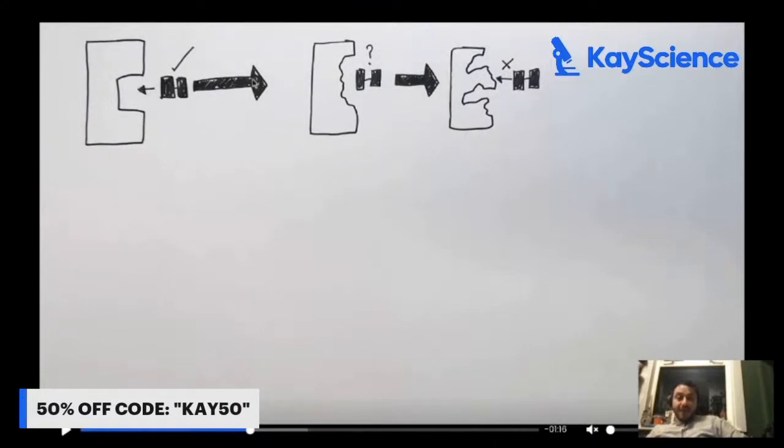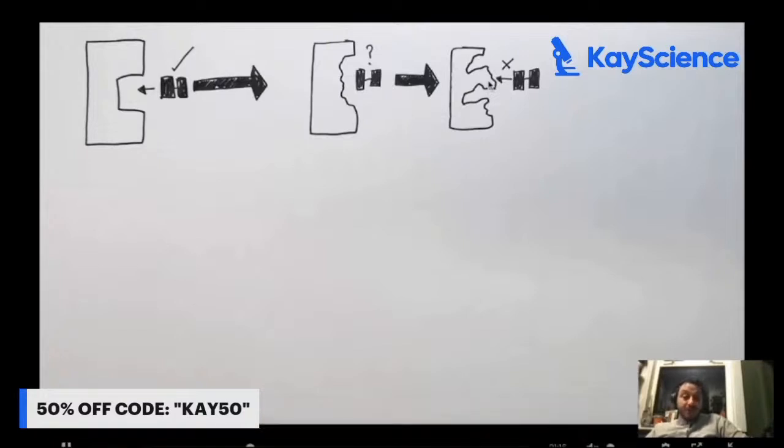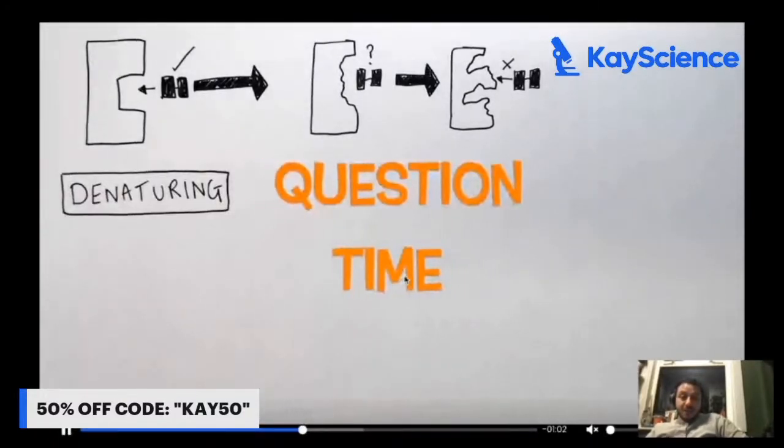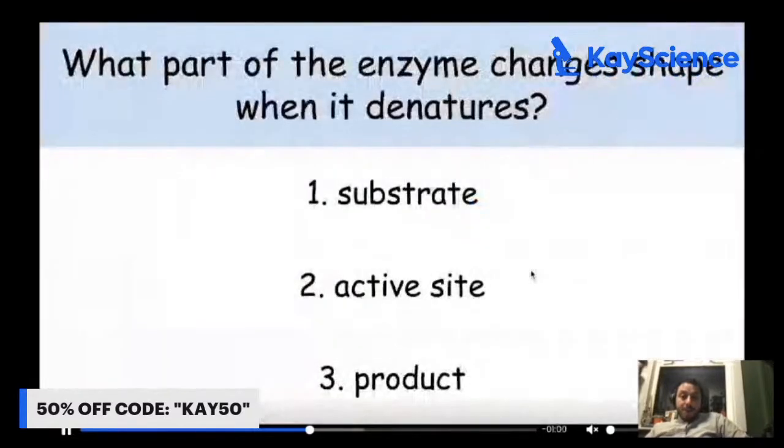Okay, if you have a slightly denatured enzyme in your body, that means that that enzyme won't be as effective. And if your enzyme is fully denatured, it won't work at all, and it won't break down the substrate whatsoever. Okay, so denaturing. Okay, what part of the enzyme changes shape when it denatures? 1, 2, or 3?